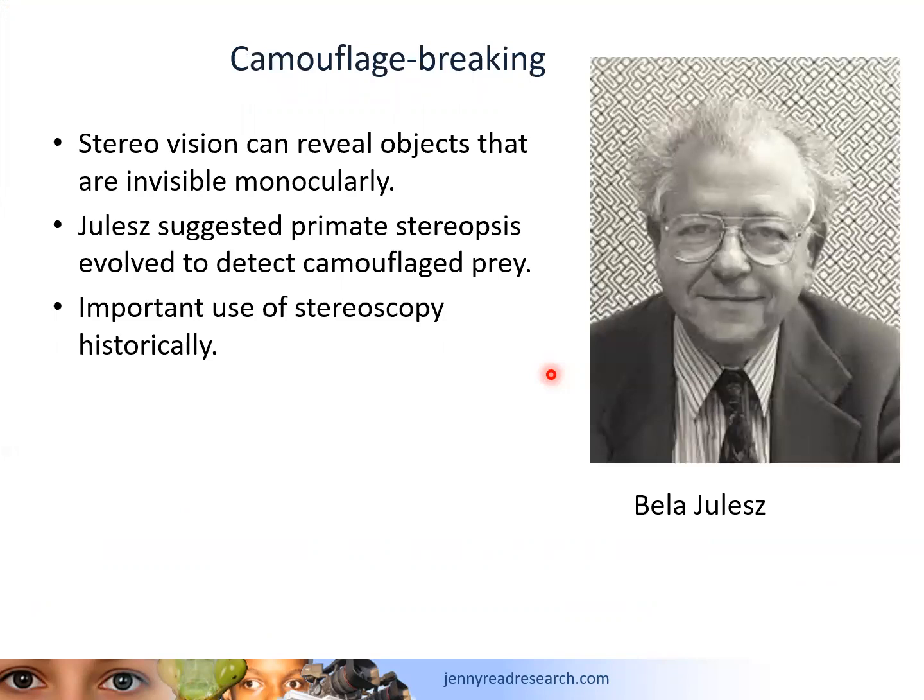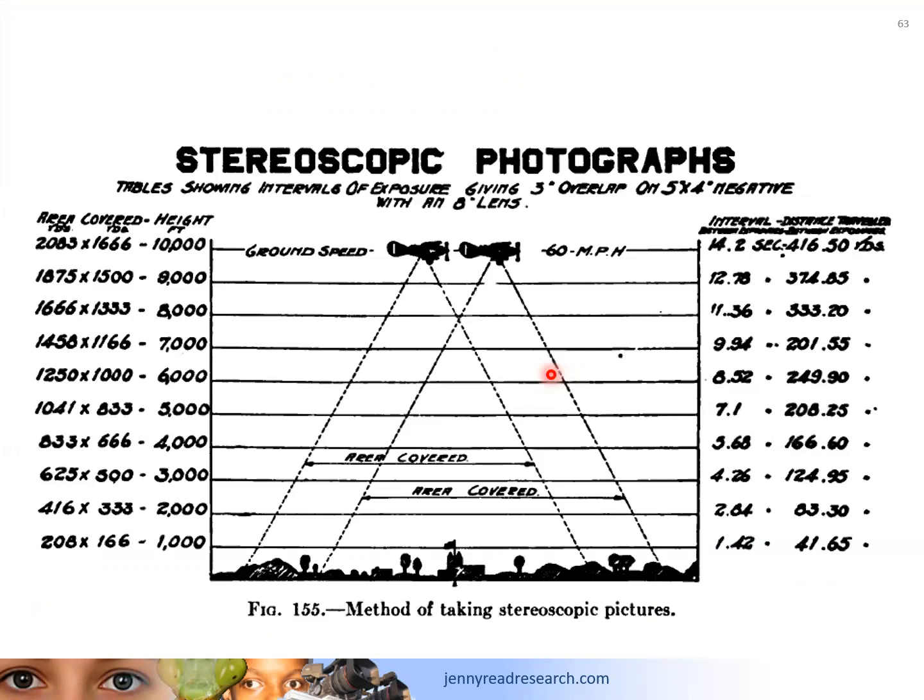And that was pointed out by the Hungarian psychologist Bela Julesz, hugely influential in the field, and he suggested that this might be why stereopsis evolved in primates, to help us pick camouflaged beetles off bark, you know. It's been an important use of stereoscopy historically, for sure.